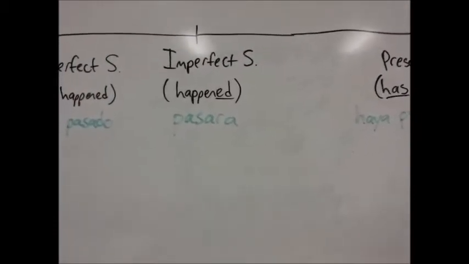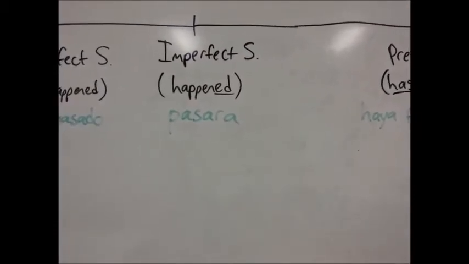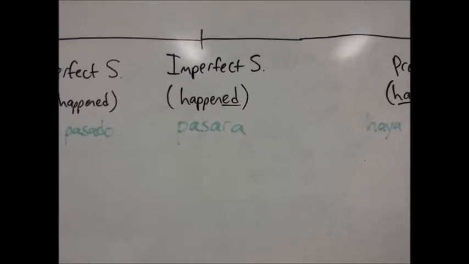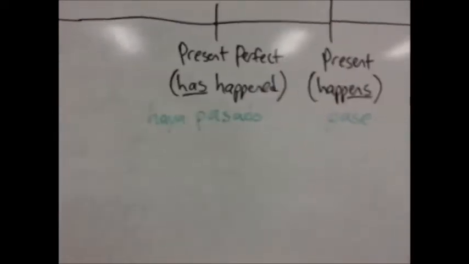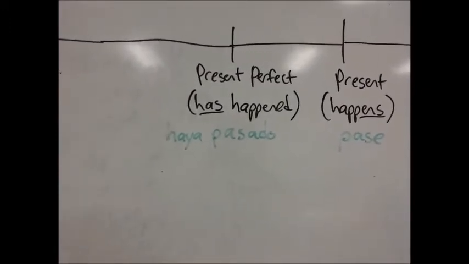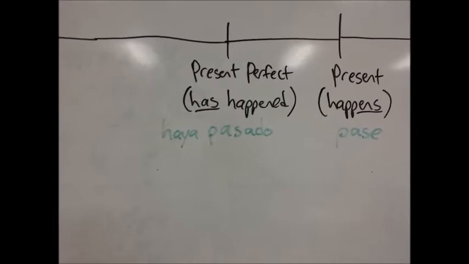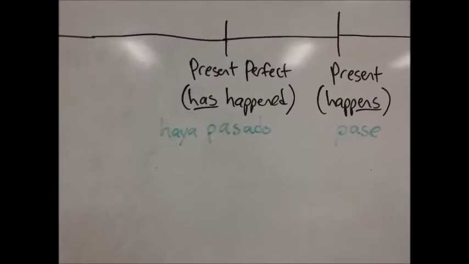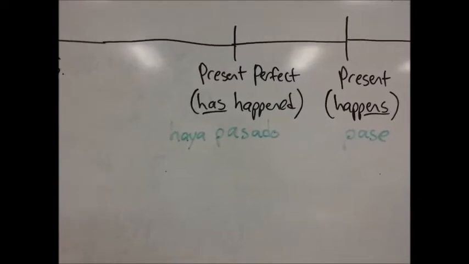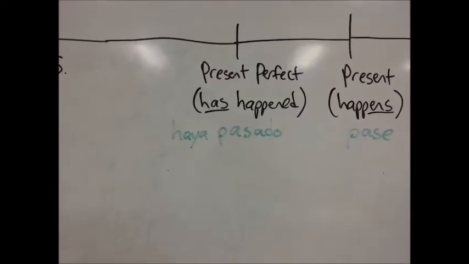Then we have the imperfect subjunctive. That's used to express both preterite and imperfect in the subjunctive. Pasara is an example. Then we have the present perfect subjunctive. A present perfect subjunctive is commonly used to express things that have happened recently. And you conjugate it like this, haya pasado. It's the verb haber in the subjunctive with a past participle.